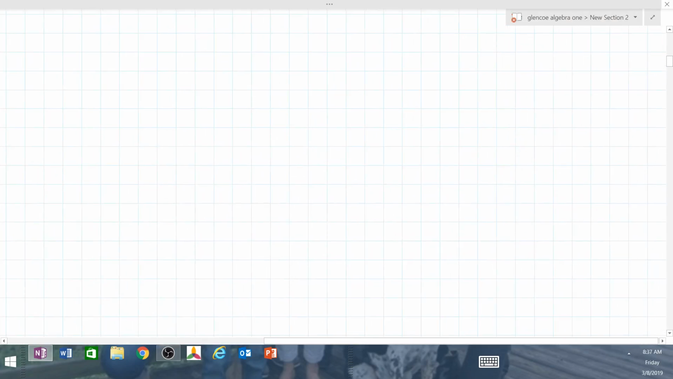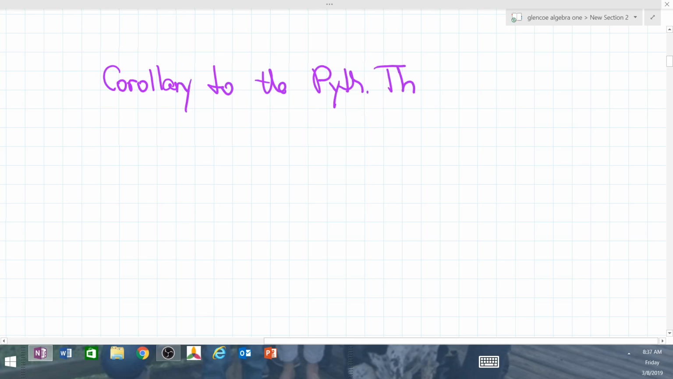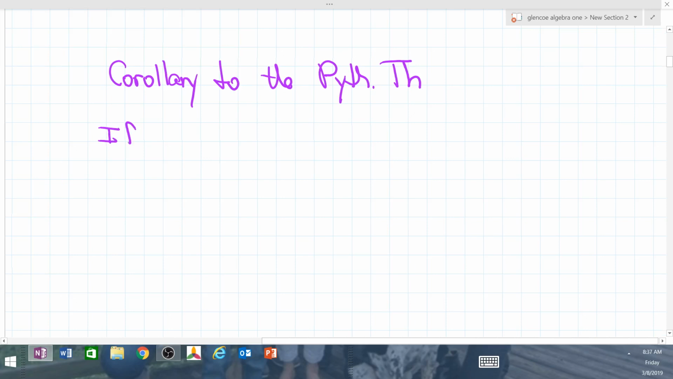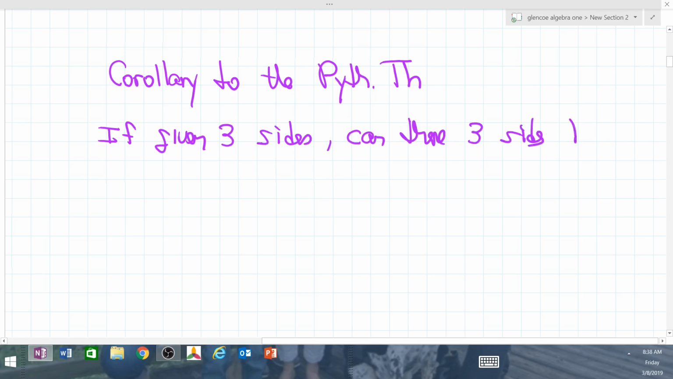It's called the corollary to the Pythagorean theorem. The corollary to the Pythagorean theorem says, if given three sides, can those three sides be the sides of a right triangle?